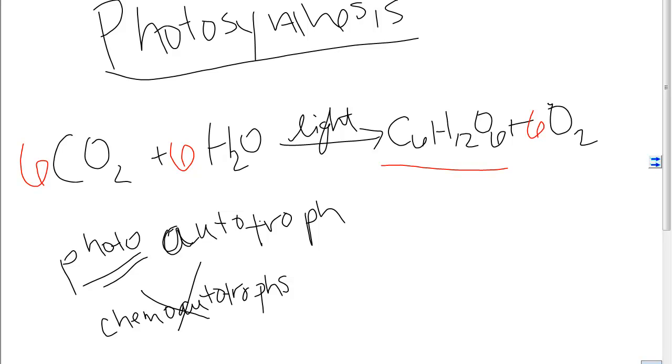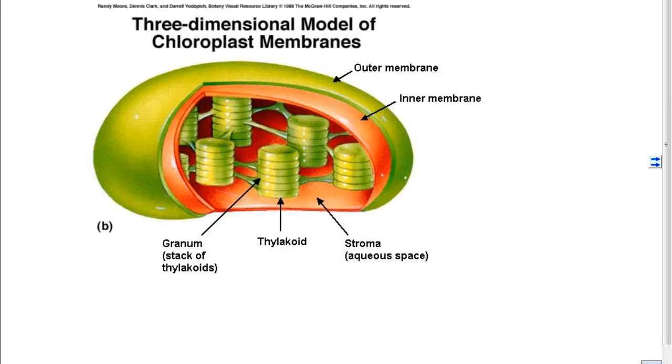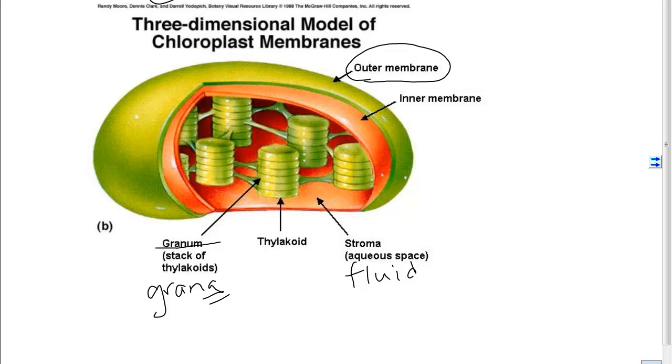Alright, so backing up just a little bit. Here's our diagram of the chloroplast. Inside the chloroplast, of course, this is a membrane-bound organelle, so we have an outer membrane and an inner membrane. We have this fluid called the stroma that surrounds the inside, and then we have these stacks called granum. More than one granum are called grana. That's the plural.